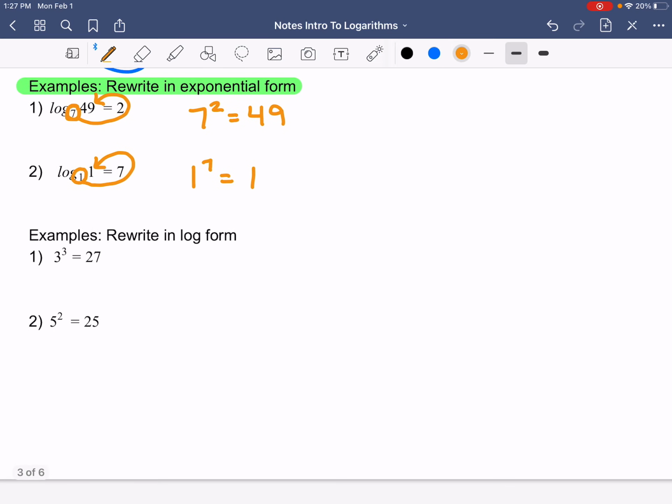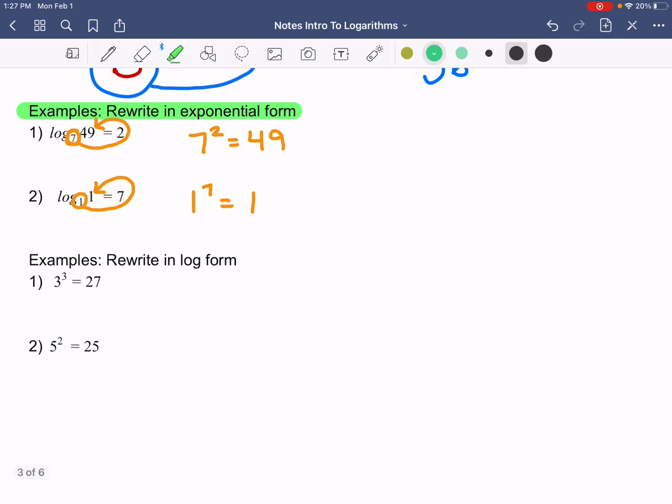1 to the 7th is 1. Now we're going to do our examples going the other way. We're going to rewrite in log form. So we're going to be given exponential, and we're going to rewrite as logs.